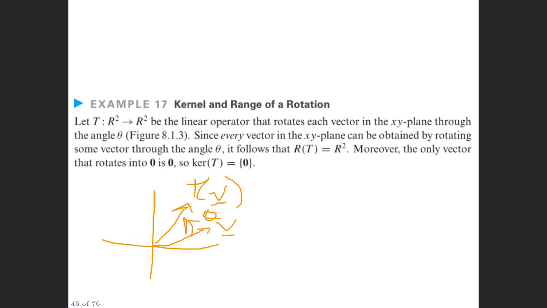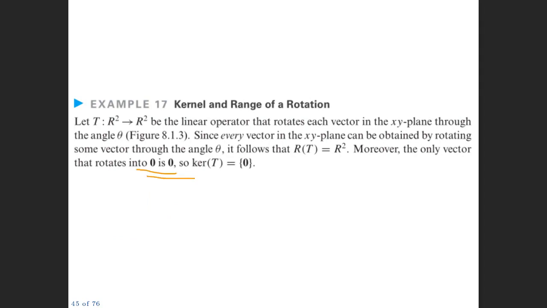Because every vector in the xy plane can be rotated onto by some vector, that means that the range of T is going to be all of R2. And which vectors get rotated onto 0? The only vector which gets rotated onto 0 is 0. So the kernel of T must be the set containing only the 0 vector.